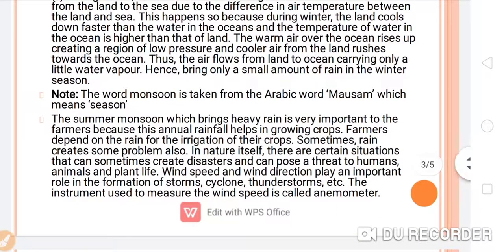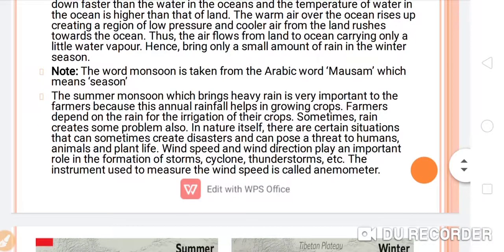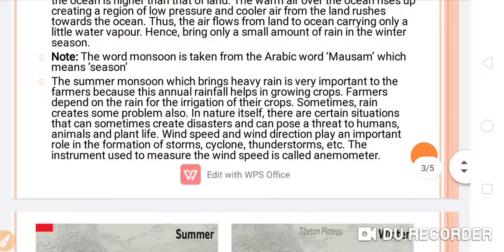Now here is a very important note. The word monsoon is taken from the Arabic word mawsam, which means season. The summer monsoon, which brings heavy rain, is very important to the farmers because this annual rainfall helps in growing crops. Farmers depend on the rain for the irrigation of their crops.